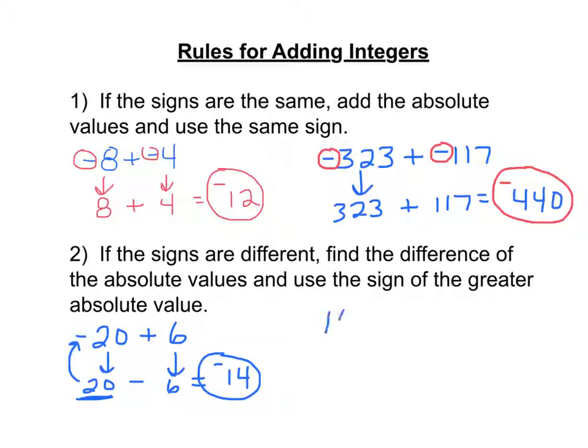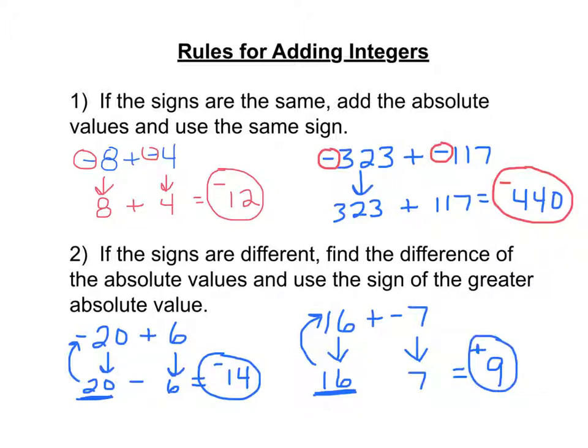If you were given 16 plus a negative 7. The signs are different, so I'm going to go through and find the absolute values. The absolute value of 16 is 16. The absolute value of negative 7 is 7. I'm going to take the difference of these two numbers. The difference is 9, and I want the sign of the larger absolute value. This is the larger absolute value, and this had a positive sign. Even though it wasn't there, there was an understood positive sign. So the answer to this is a positive 9.